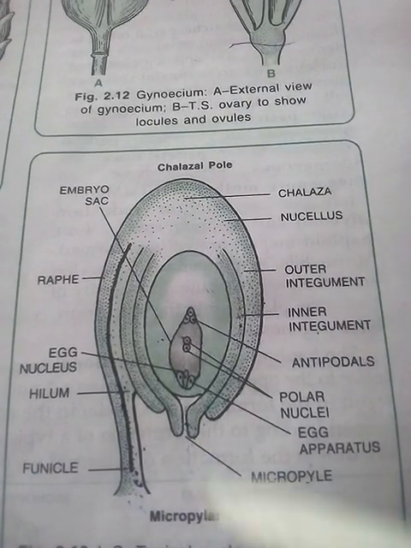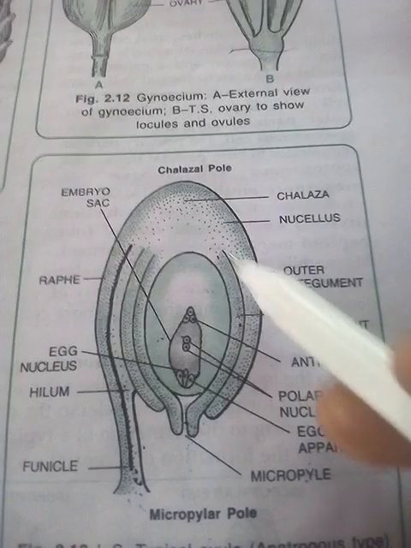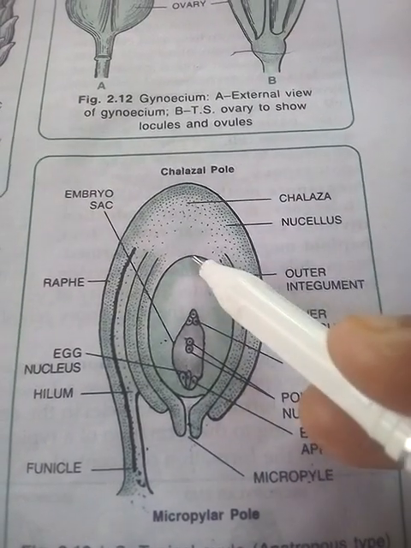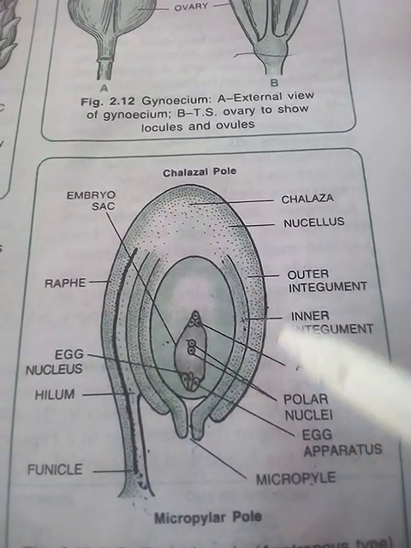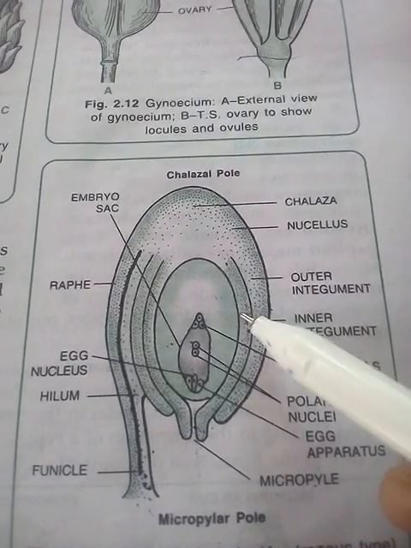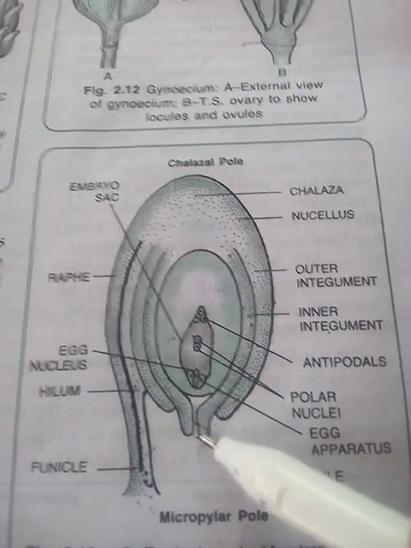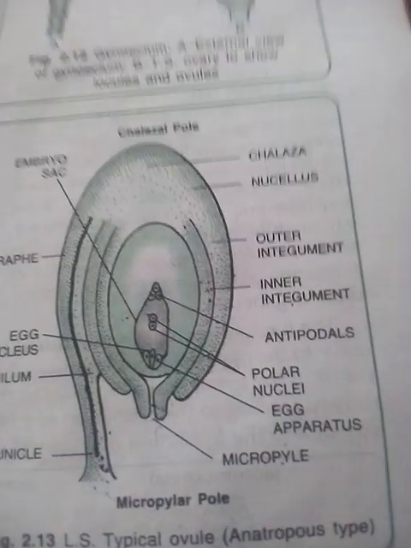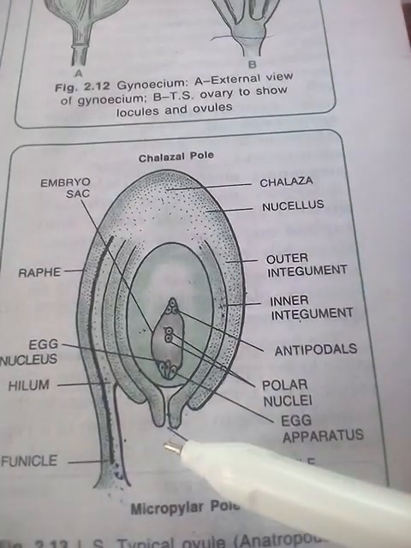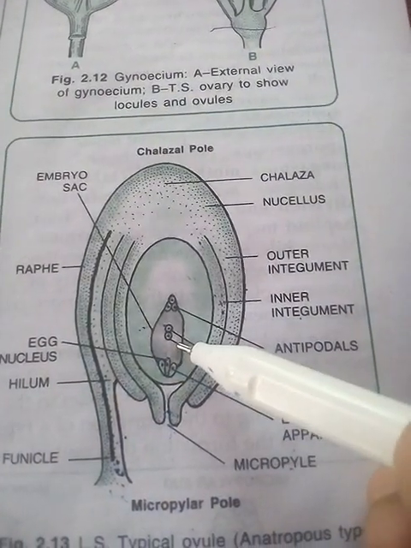So this is the micropylar pole. This is the chalazal pole, and here nucellus tissue is present, and the two coverings are present, outer integument and inner integument. Integuments are open at the micropyle, and through the micropyle the pollen tube enters into the ovule.